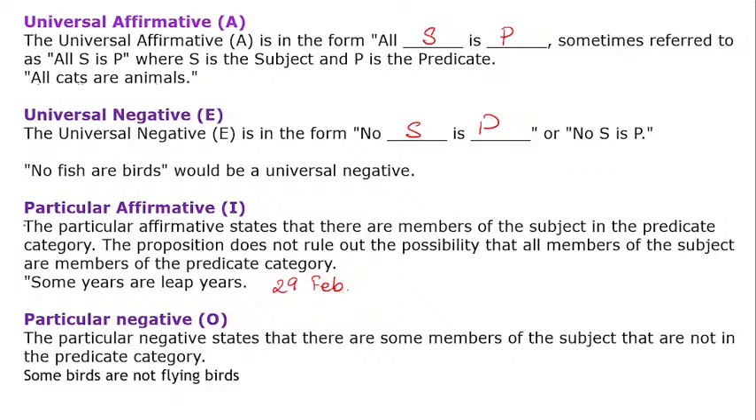So here a particular affirmative states that there are members of the subject in the predicate. The proposition does not rule out the possibility that all members of the subject are there in the predicate category. So this is saying that you cannot say all years are leap years, because only some years are leap years. If this is the category of years, and this is a circle of leap years, only these many years are leap years.